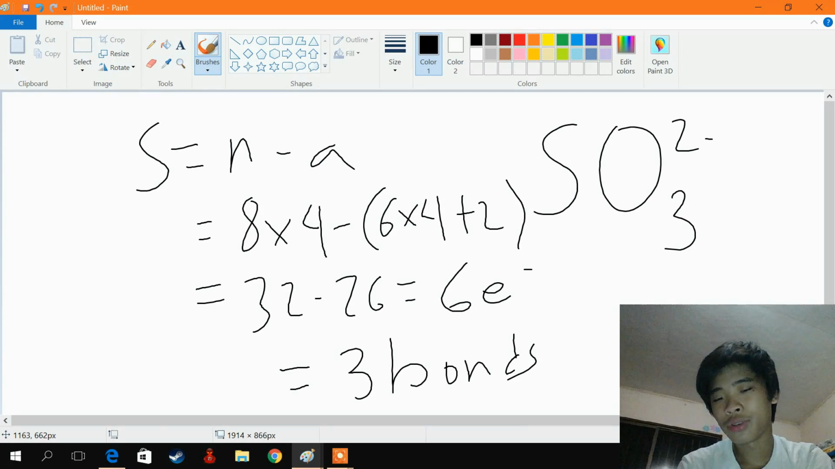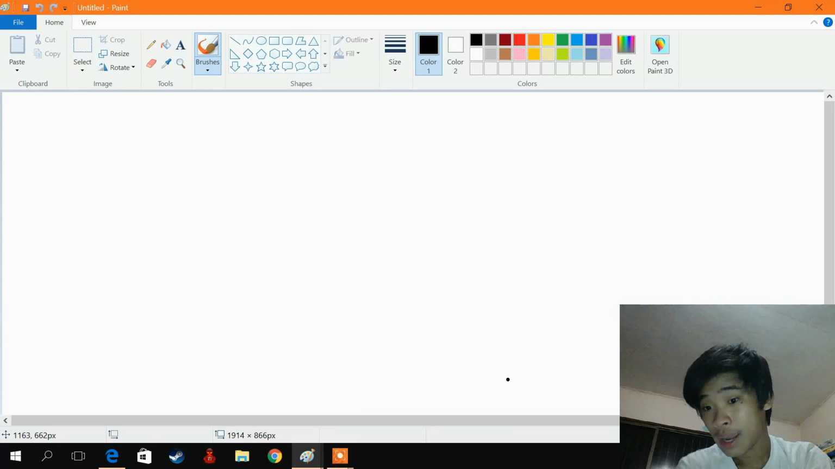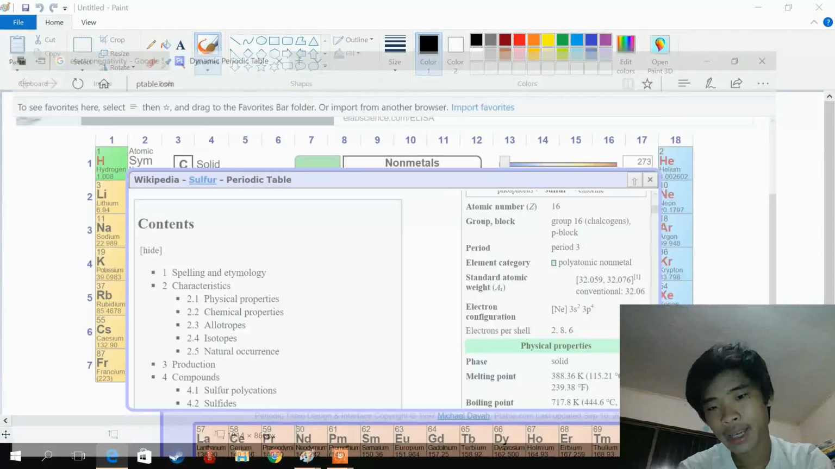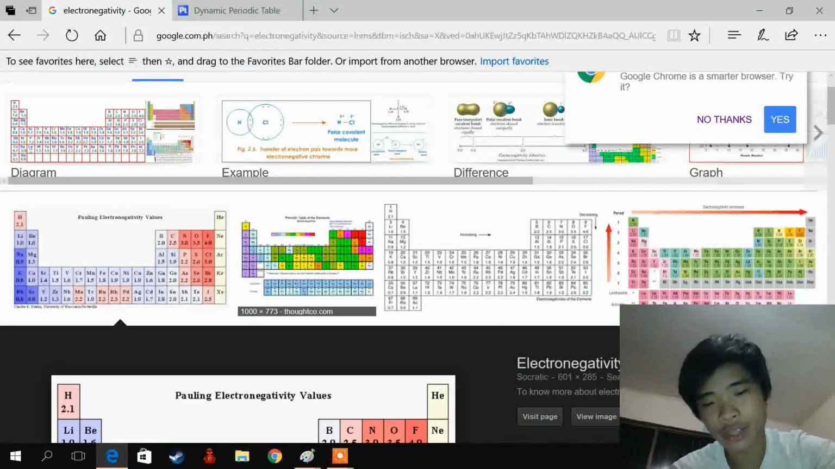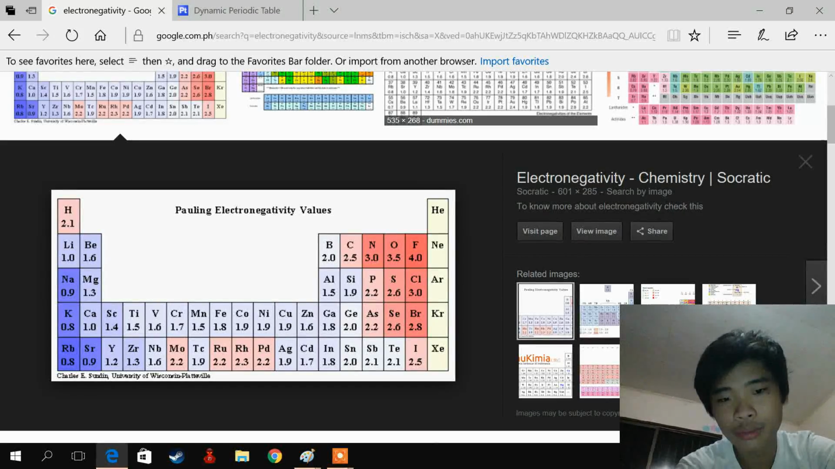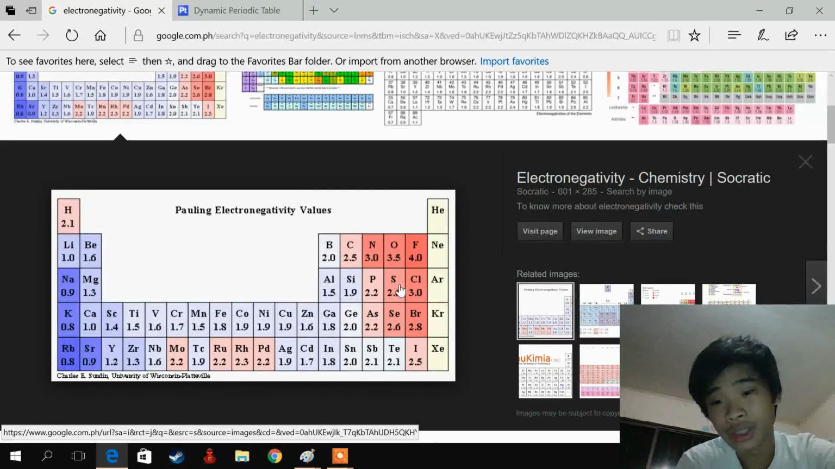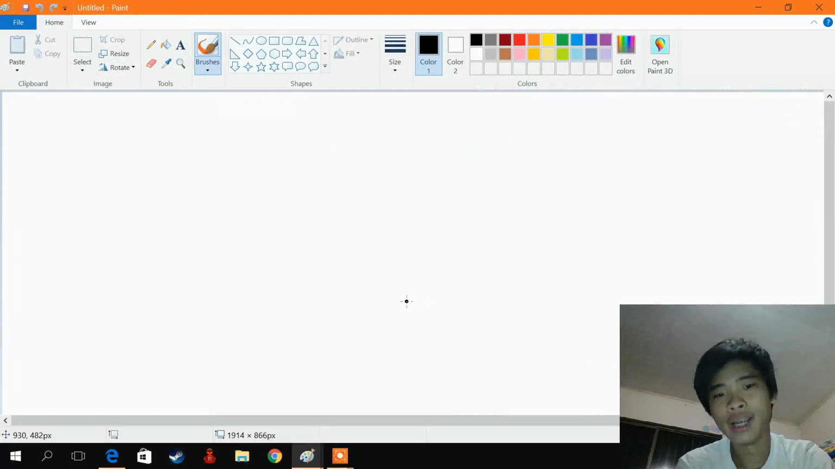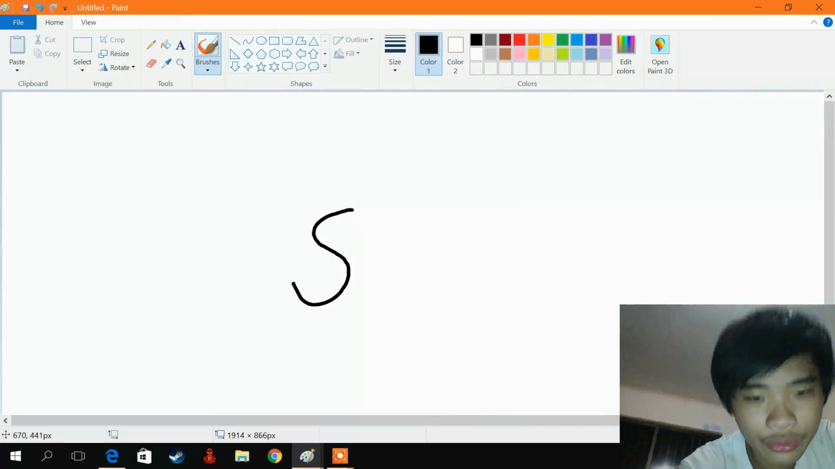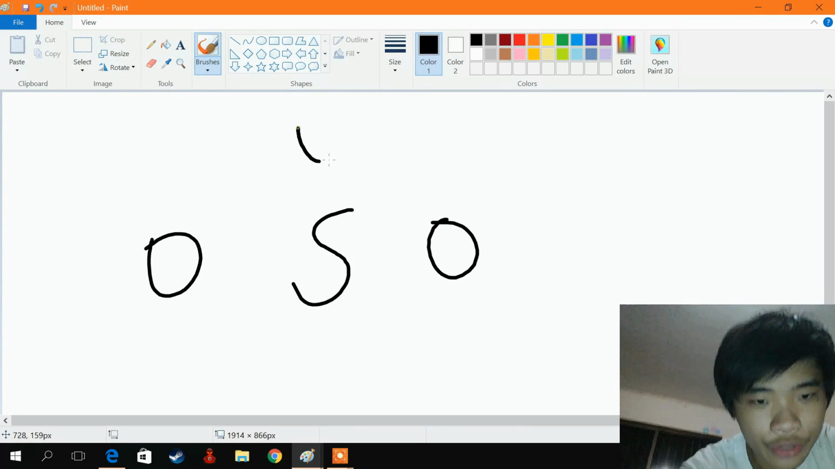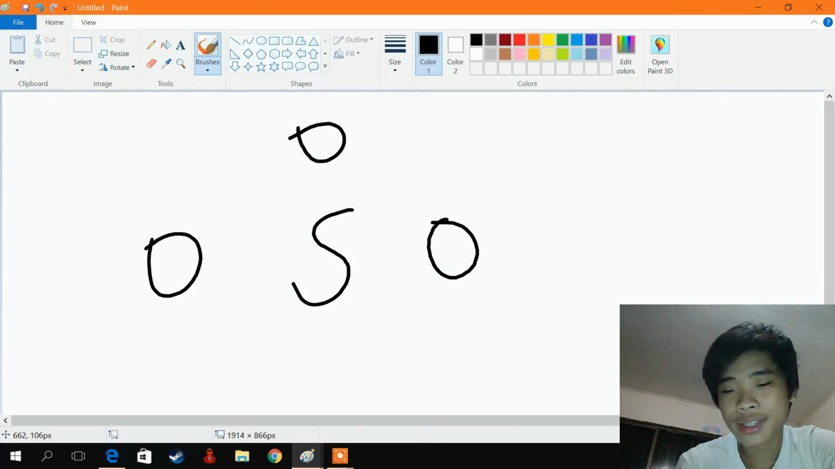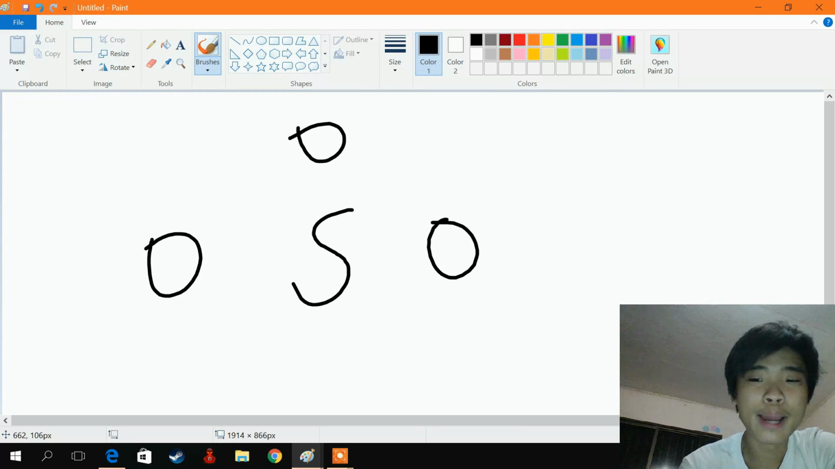So to draw a structure, we need to first find the central atom. And to find the central atom, we need to look at the electronegativity of those atoms, and the one with the least is the central atom. So looking at the table, we can see that sulfur is less than oxygen, therefore we use sulfur as the central atom. Now drawing the structure, we have sulfur, oxygen, oxygen, oxygen, then the dots, which are the electrons.